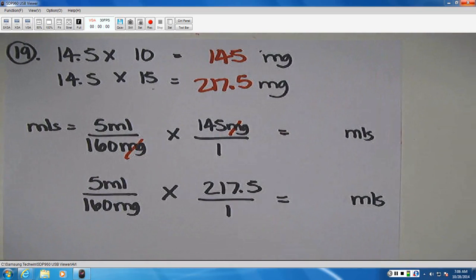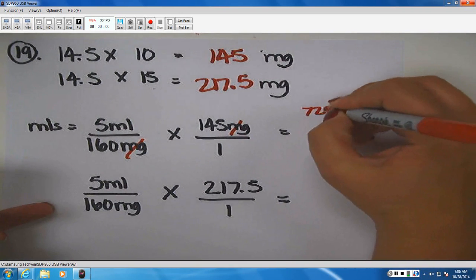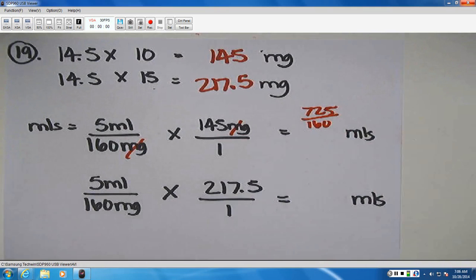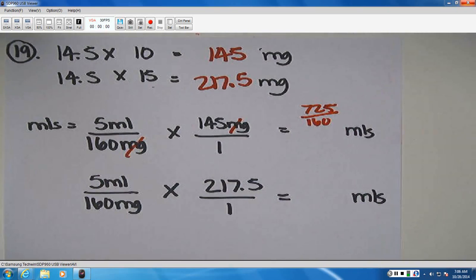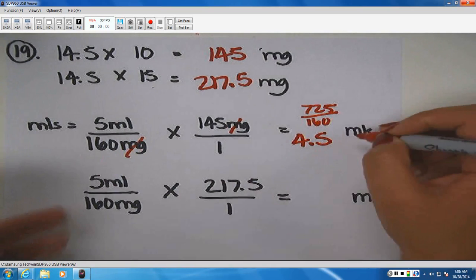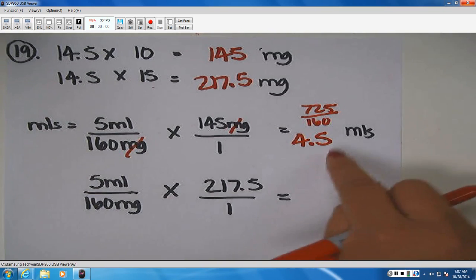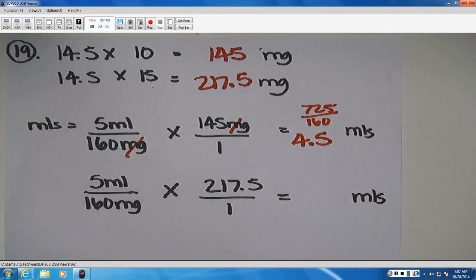So 5 times 145 equals 725, then divided by 160, is 4.5 mLs. So if I wanted to give this child 145 milligrams of this bottle of Tylenol that has a concentration of 160 milligrams per 5 mLs, I will give them 4.5 mLs.